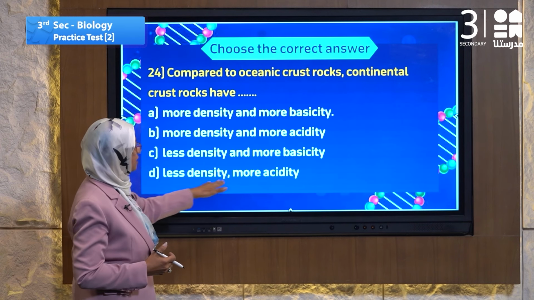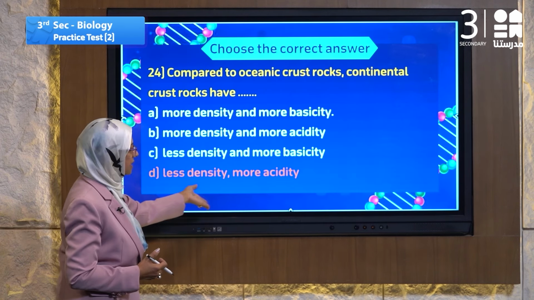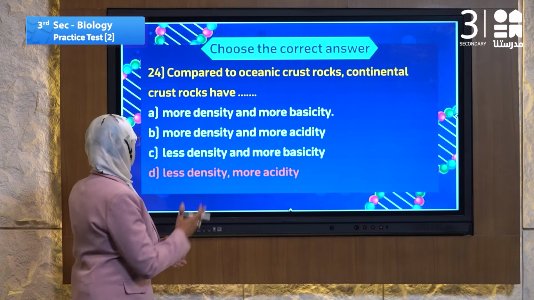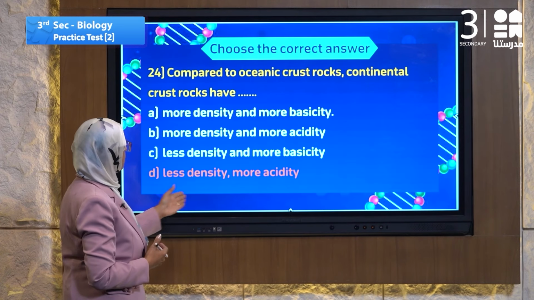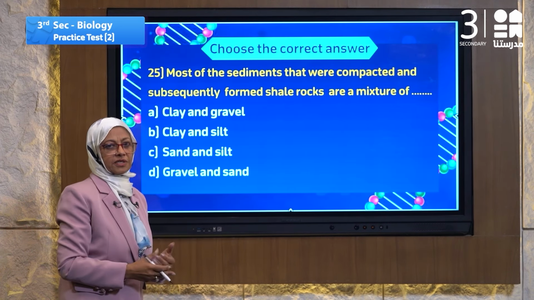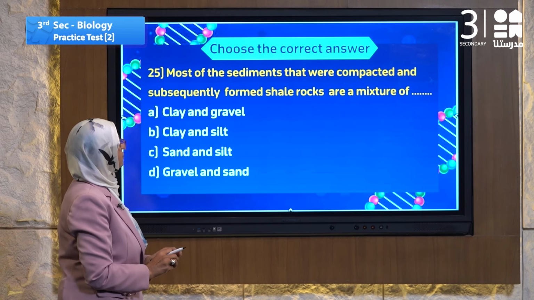It's less density and more acidity, that is the answer. Yes, less density and more acidity. That speaks about the continental one because it is fluid, and more acidity because it contains many rocks, which has the acidity effect. Let's go to 25.